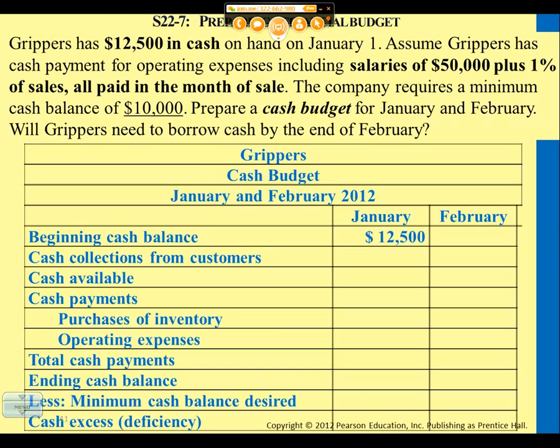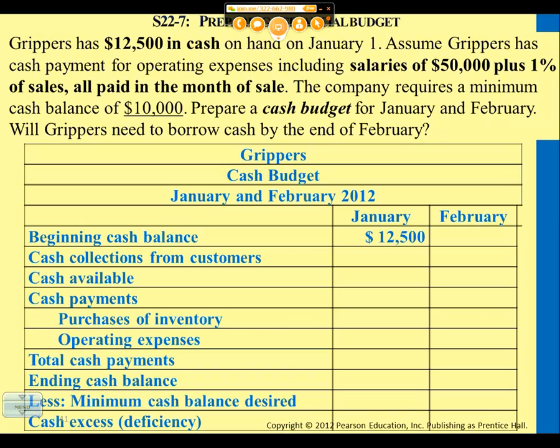Let's do 22.7. So we will have some amount in cash on January 1st. We're going to assume that they have cash payments for operating expenses, including salaries, plus 1% of sales, all paid in the month of sale. The company requires a minimum cash balance of $10,000, and we want to prepare a cash budget.